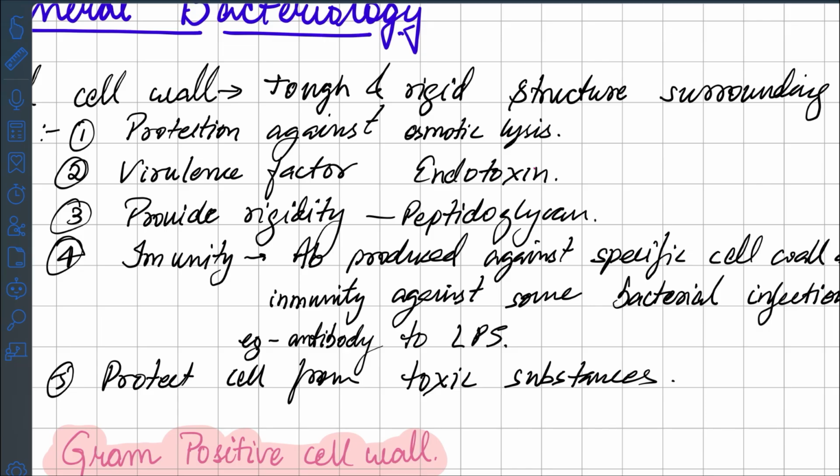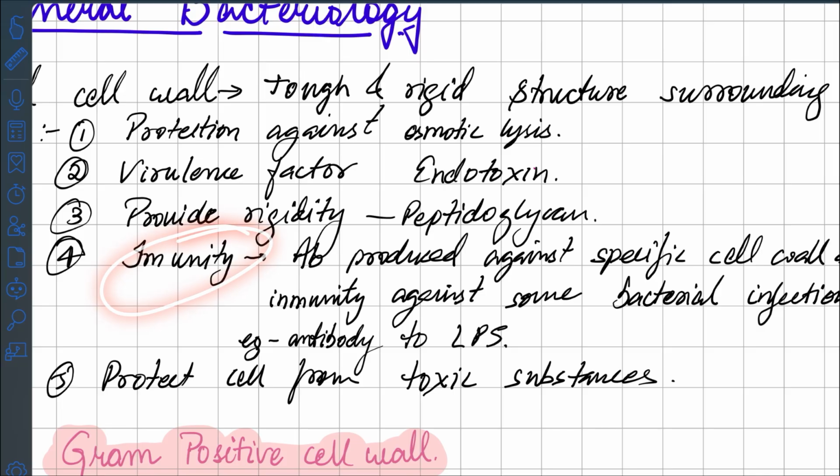If the bacteria grow in water, there are chances of osmotic lysis. So the cell wall protects them against osmotic lysis. They act as a virulence factor, and they can also act as endotoxin. A virulence factor is a factor which causes antigenicity in the host and helps the bacteria survive in the host. They provide rigidity and make it a tough surface. It is because of the presence of peptidoglycan on the cell wall.